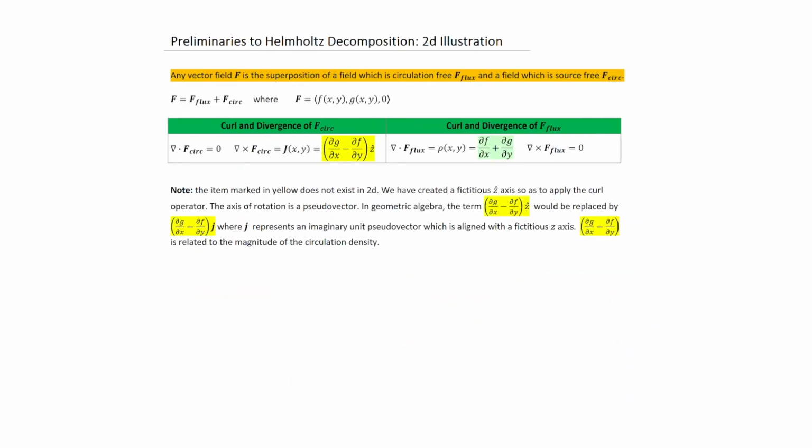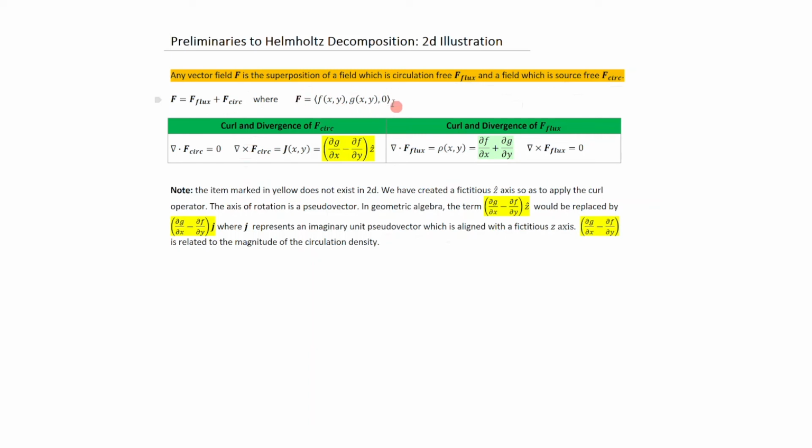Okay, so now this brings us to the last major topic, and that's the preliminaries to Helmholtz decomposition, and we're going to illustrate by way of a 2D example. So, for instance, any vector field F is the superposition of a field which is circulation-free, which means it's a flux vector, and a field which is source-free, which is a circulation vector. So I've written it out as the sum of the two. And since it's two-dimensional, that means that the x and y components of this vector field can only be functions of x and y, and the z component is 0.